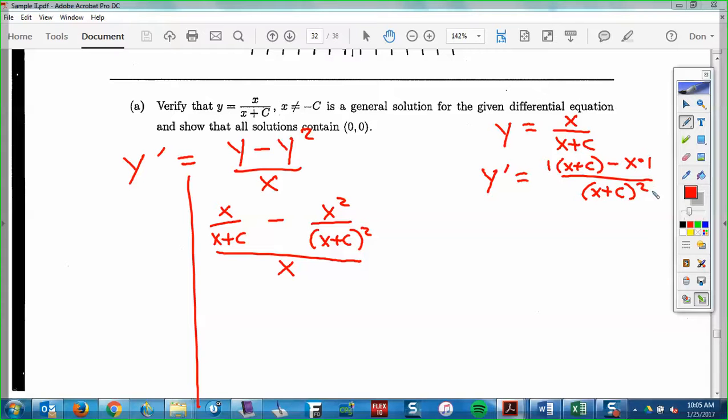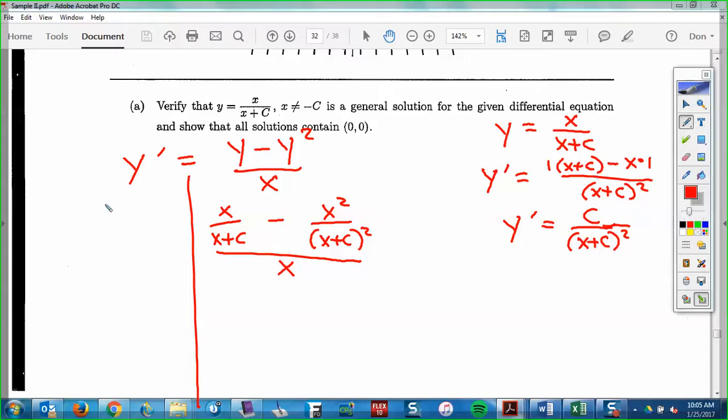Quotient. So what happens on the top? We get x plus c minus x. The x's cancel out, so we just get c over (x plus c) squared. Now remember earlier we said that the differential equation, the y prime here, is the y prime as long as x isn't 0. In this y prime, which are the same, here we could let x be 0. So that's the one we're going to use, which we'll see in a little bit.